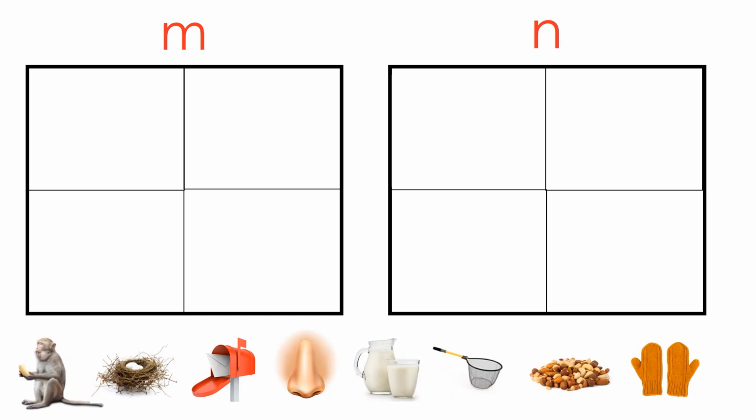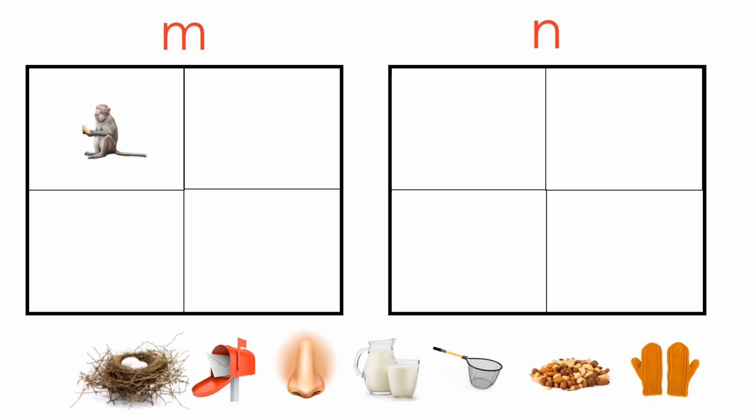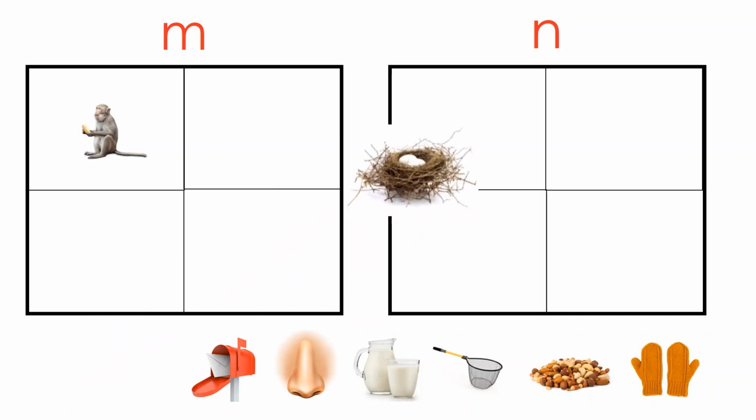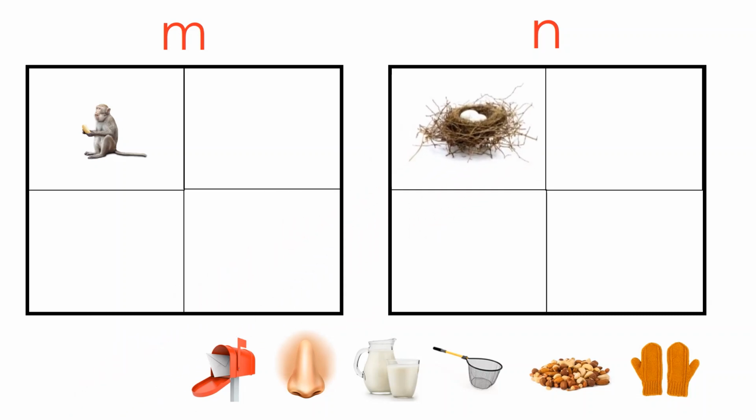When we say monkey, what first sound we make? Monkey, monkey. M goes under M. We are going to put picture of monkey under M. Nest, nest. N goes under N. We are going to put picture of nest under N.